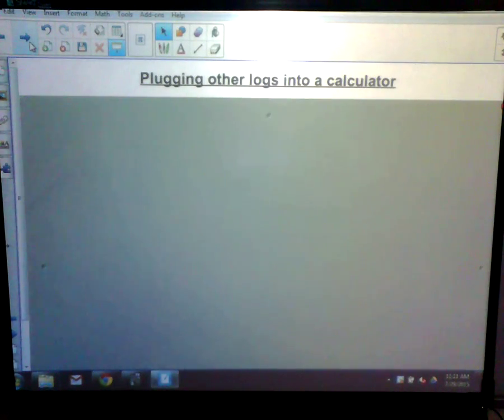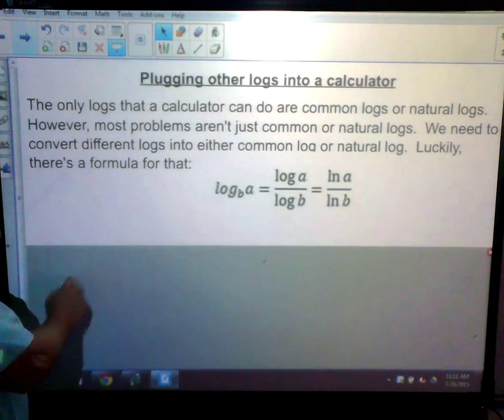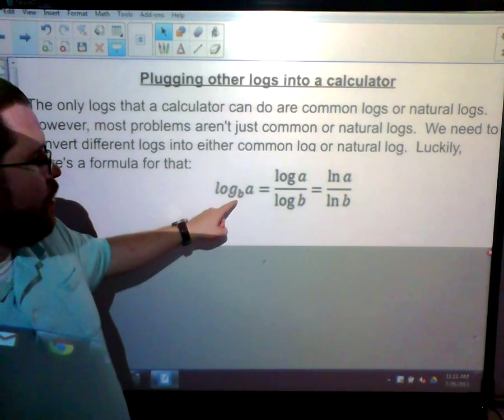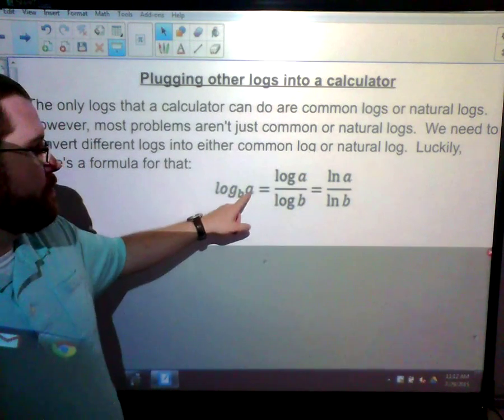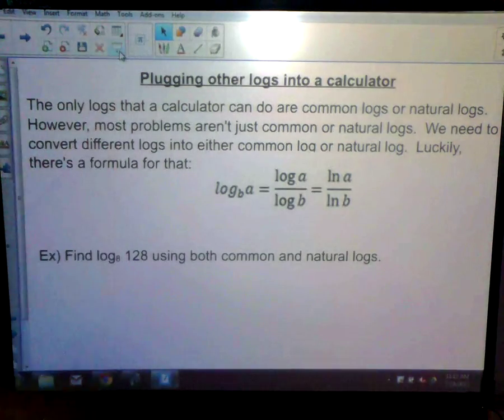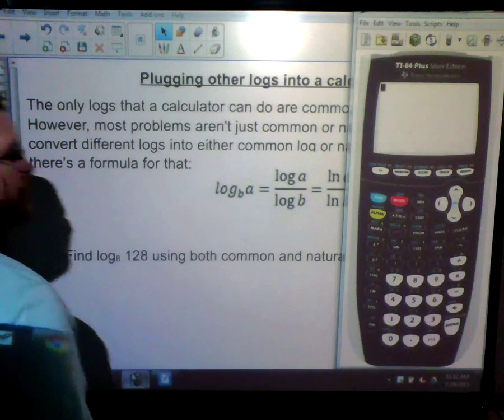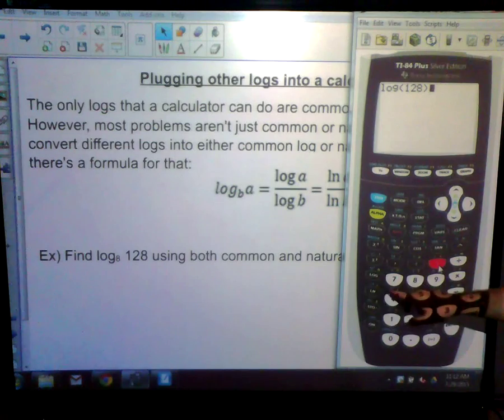Plugging other logs into a calculator. The only logs that a calculator can do are common log and natural log. However, most problems aren't common log or natural log. We need to convert different logs into either common log or natural log. Luckily, there's a formula. I take log base b of a is log a over log b, or natural log of a over natural log of b. It's log of the big one divided by log of the base. Let's find log of 128 base 8 using both common log and natural log. So, log of 128 divided by log of 8.